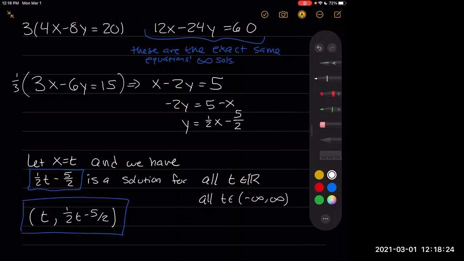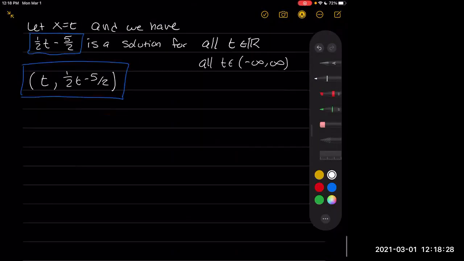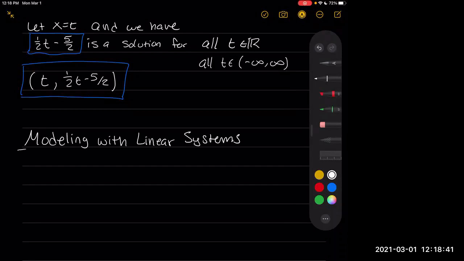Okay, so now we're going to move on to an application of this, which is modeling with linear systems. So first we're going to go over some guidelines.